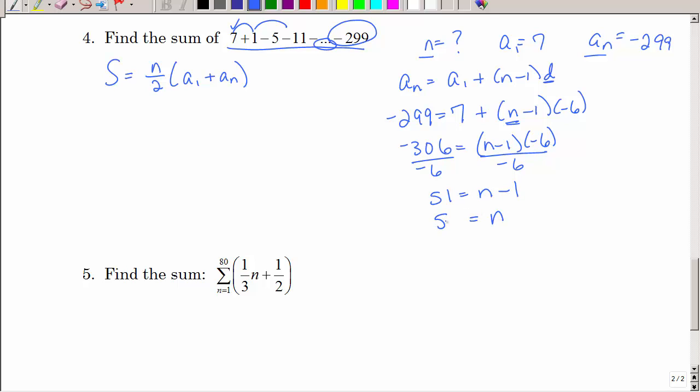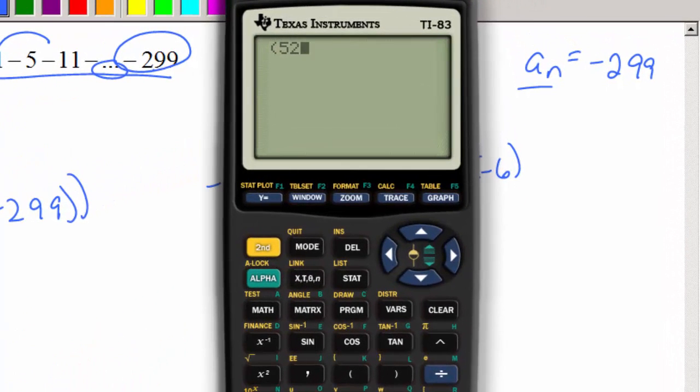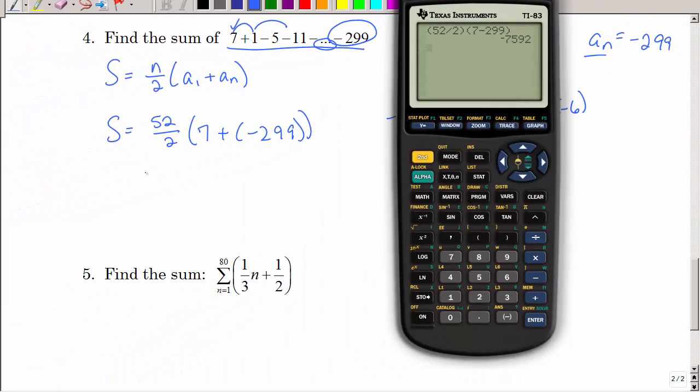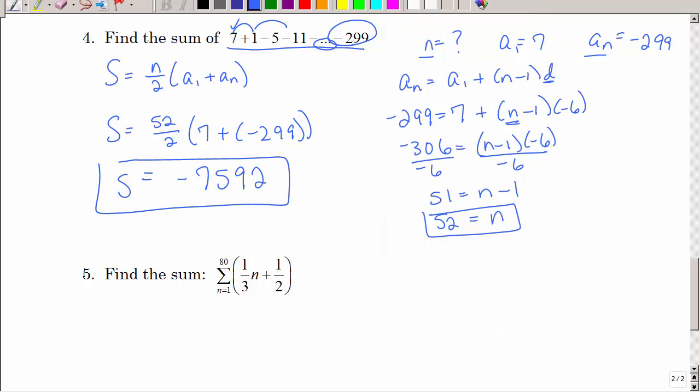So n is 52. So now I can get my sum, 52 over 2 times 7 plus a negative 299. So I have 52 divided by 2 multiplied by 7, and I'm just going to say minus 299. And I get negative 7,592. So my sum is negative 7,592. So we're using our formulas to figure out the sum of a particular arithmetic series.